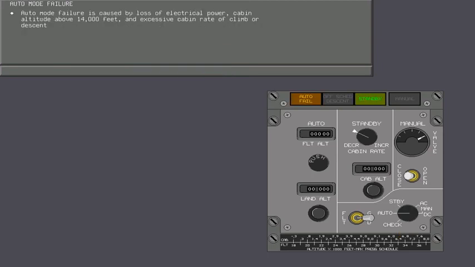Auto mode failure is caused by loss of electrical power, cabin altitude above 14,000 feet, and excessive cabin rate of climb or descent. When auto mode fails, control of pressurization is automatically transferred to standby mode.